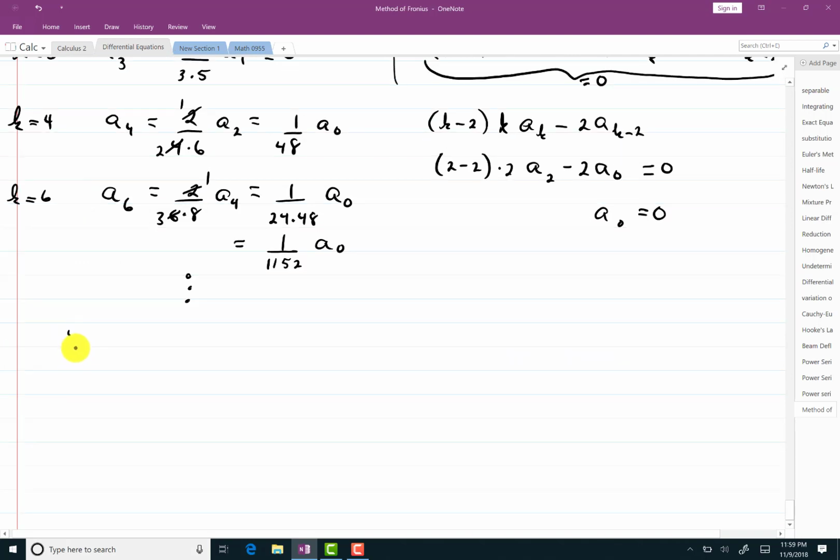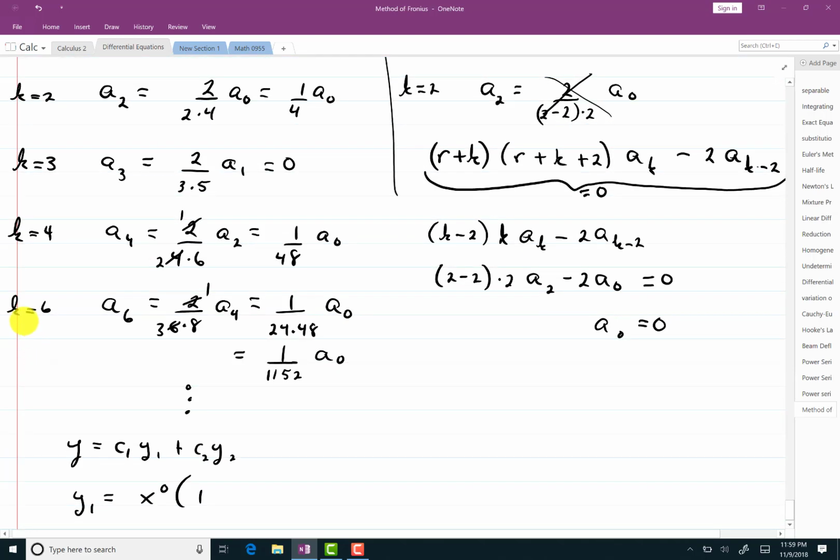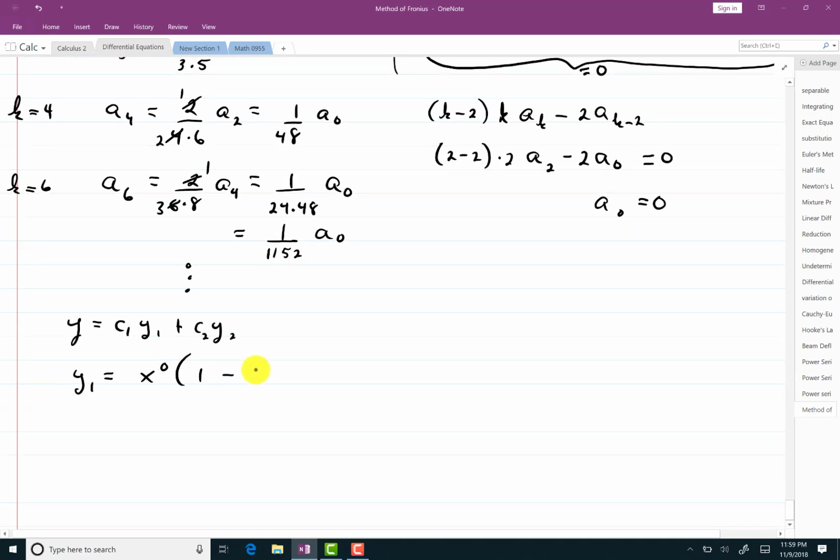So when we write these as y equals c1 y1 plus c2 y2, y1 is equal to x to the 0 times 1 for the a sub 0, and then we have plus 1/4 x squared plus 1 over 48 x to the 4th plus 1 over 1152 x to the 6th, and this goes on forever.